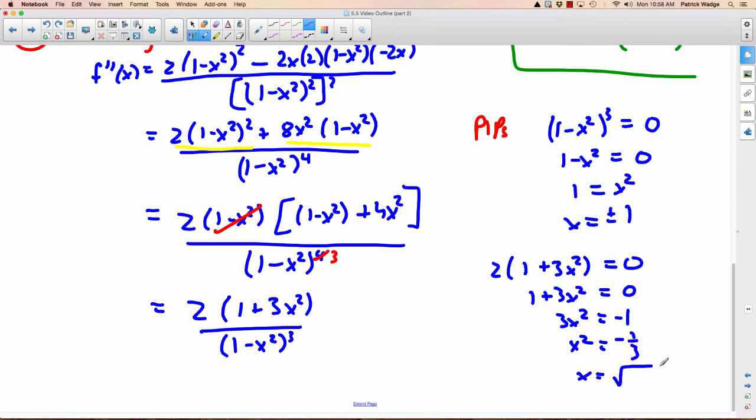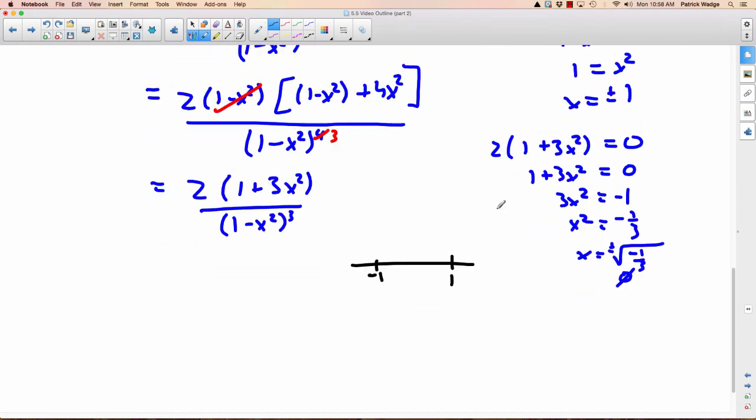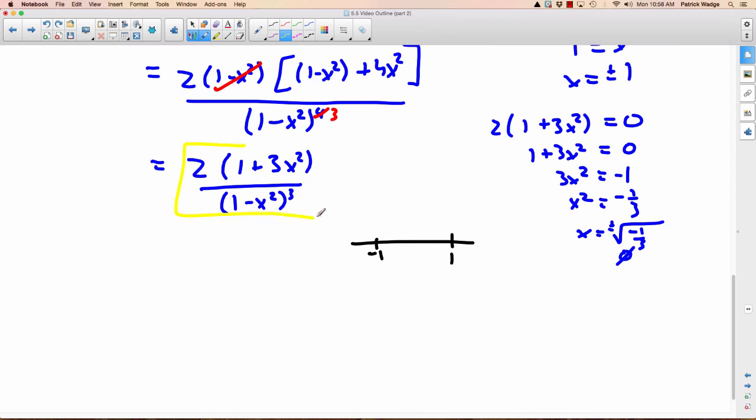So I'm actually going to write it here, the square root of negative 1/3, plus or minus. What do you notice? You're taking the square root of a negative. You can't have that. So there are no more pips there. The only pips you have are plus and minus 1. So those are the numbers that you're going to put on your wiggle graph, and we're going to test those right here.